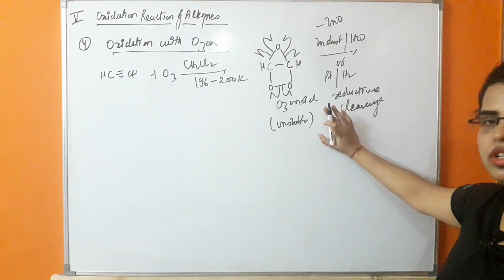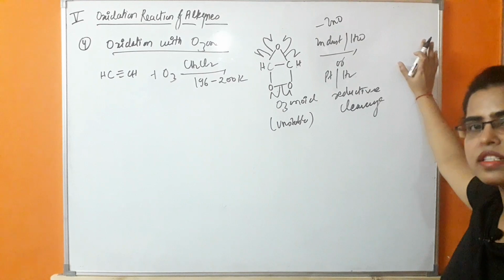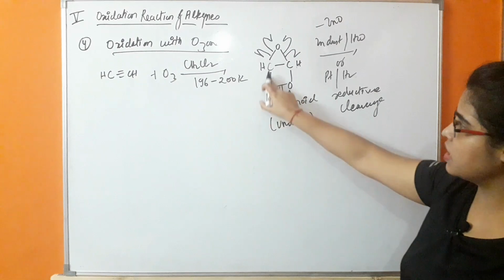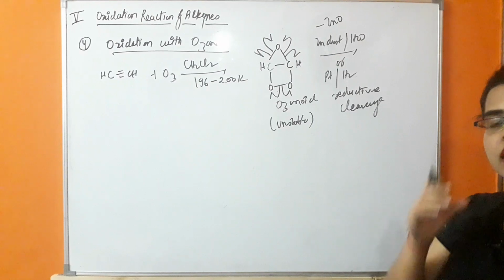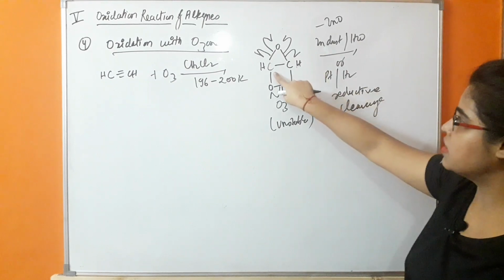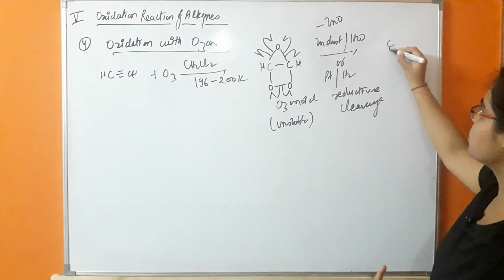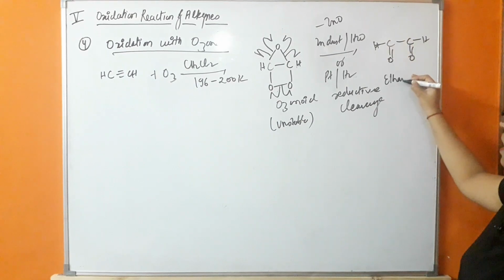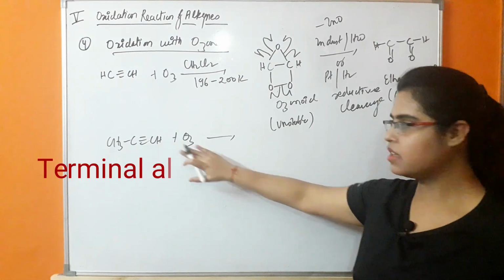Because of that, this reaction is known as reductive cleavage. This step of reaction is known as reductive cleavage, because the compound which is formed has less number of oxygen in comparison to this ozonoid. So when carbon double bond O is formed, the product is a dicarbonyl, because this carbon-carbon single bond remains intact. So there is formation of C double bond O, single bond, C double bond O, H and H. This is ethane 1,2-dial.